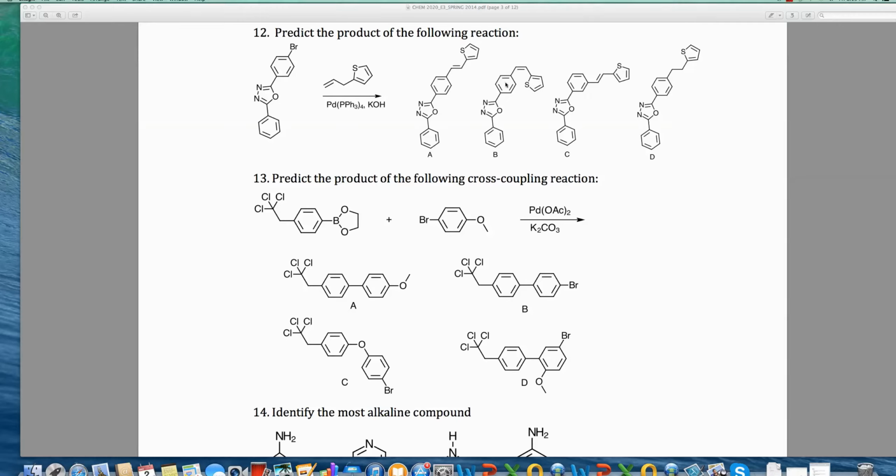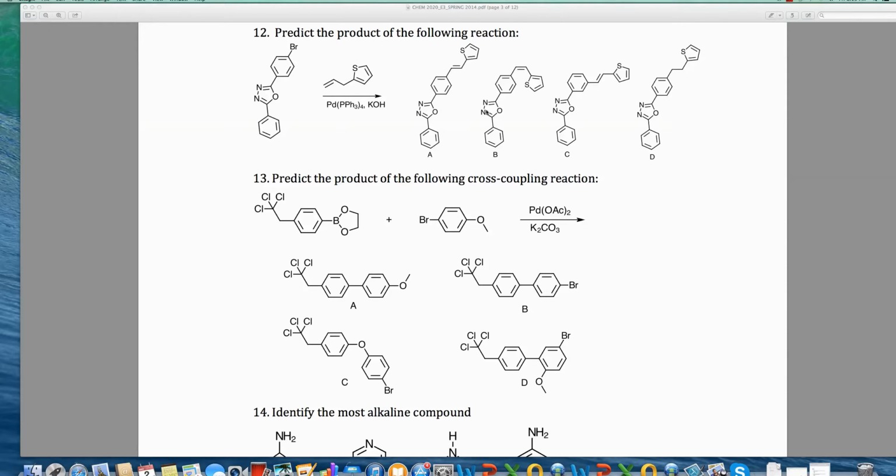B is in the cis position. C is a meta-disubstituted product. So the substitution will occur where the halogen was. And of course, D does not have the alkenyl group. So A is by far and away the best answer.